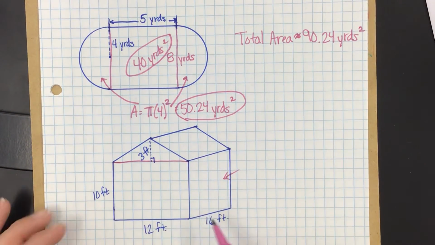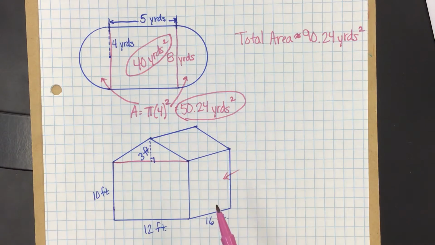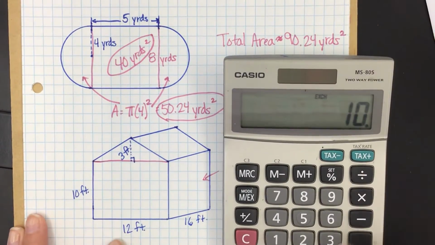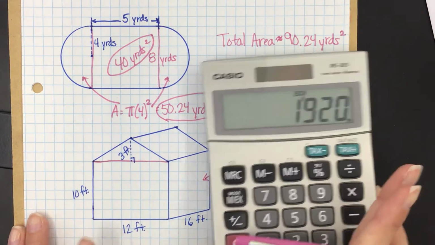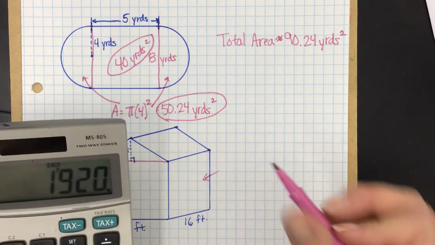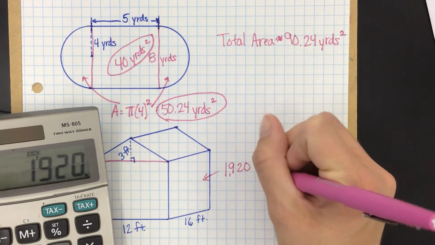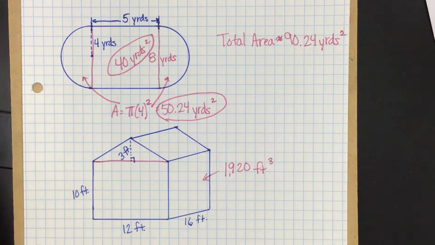The volume of a rectangular prism is length times width times height here. So that's pretty straightforward. It's just gonna be 10 times 12 times 16, and I get 1,920 feet cubed, okay?